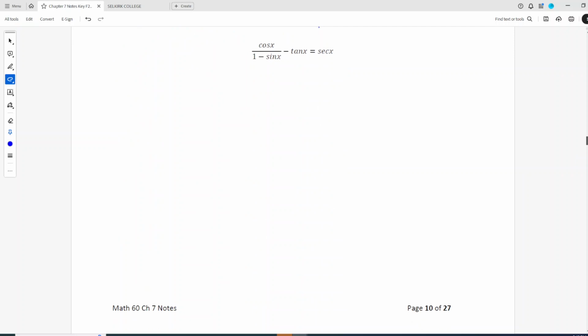All right, here's another one. Again, remember we've done tricks A, B, and now C. When I look at this question, I have a cos x over 1 minus sine x, and I have a minus tan x as equal to a secant x. The first thing I'm going to do is change everything into sines and cosines. So I'm going to change my right-hand side into 1 over cos x using my reciprocal identities. Then on the left-hand side, I'm going to change the tan x. So I've got cos x over 1 minus sine x minus sine x over cos x.